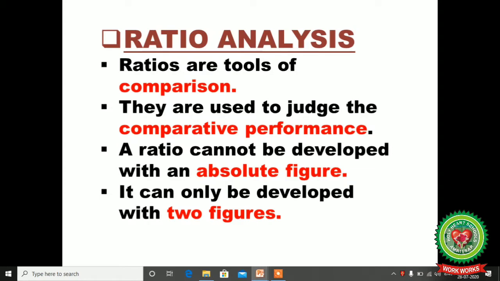Ratio analysis is a tool for comparison. You can compare comparative performance. You can compare one firm's performance with another one. The ratio cannot be developed with an absolute figure. You are unable to know about the performance if you are having only one absolute figure. At least two figures are required. Relative.